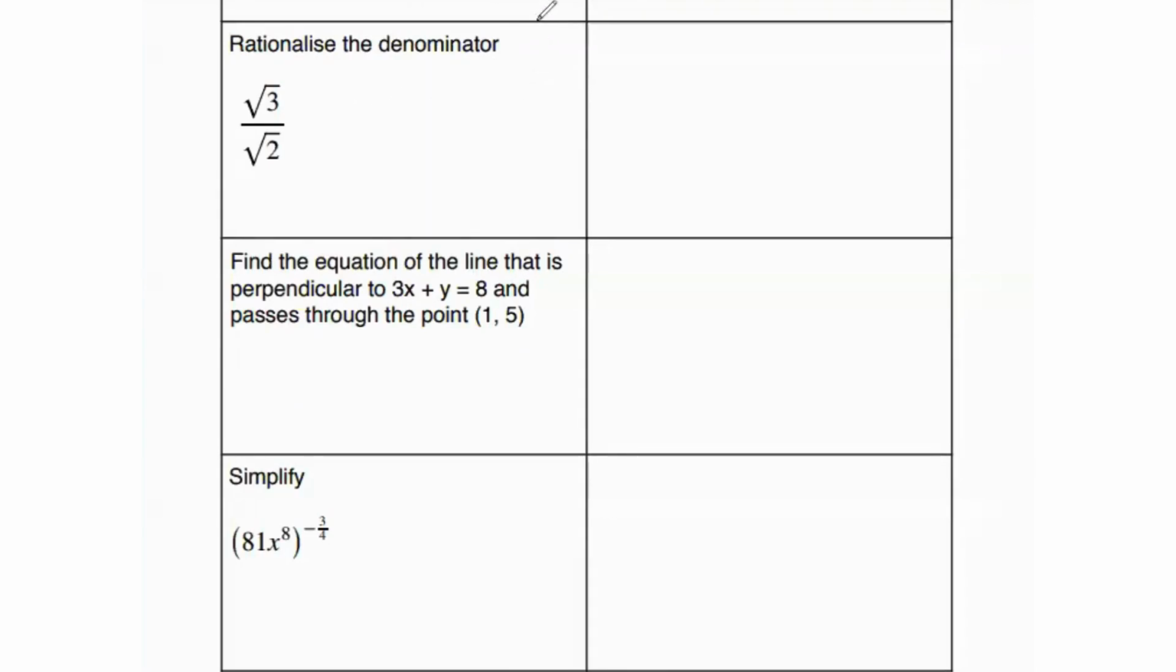Rationalize the denominator: root 3 over root 2. So what we'll do is multiply the numerator and denominator by the surd in the denominator of the fraction, which is root 2. So that's going to be root of 3 times 2 over root 2 squared, which is basically root 6 over 2. When we rationalize the denominator, we're trying to get rid of the surd from the denominator. As you can see in the final answer, the surd is only in the numerator, not the denominator.